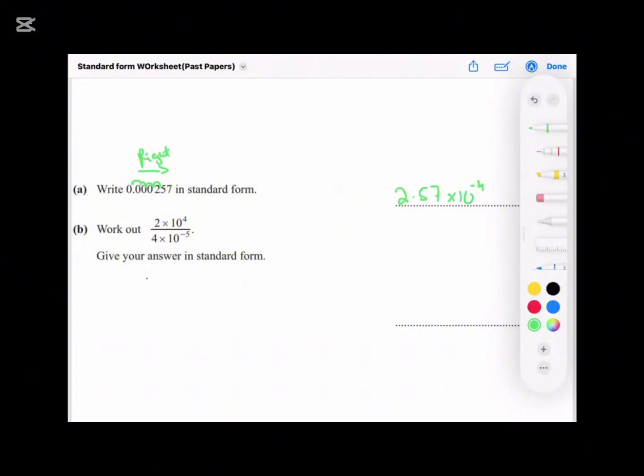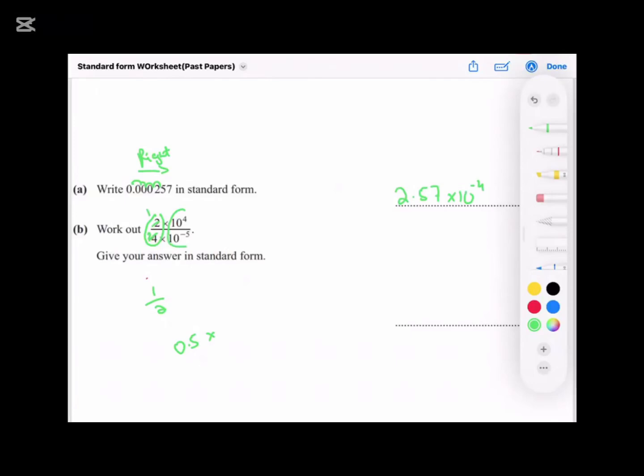Now, the next part is the division of two numbers, and both are standard form numbers. So first we divide the numbers: 2 divided by 4. This means 2 over 4, which becomes 1 over 2, and 1 over 2 means 0.5. Okay, so it will become 0.5.